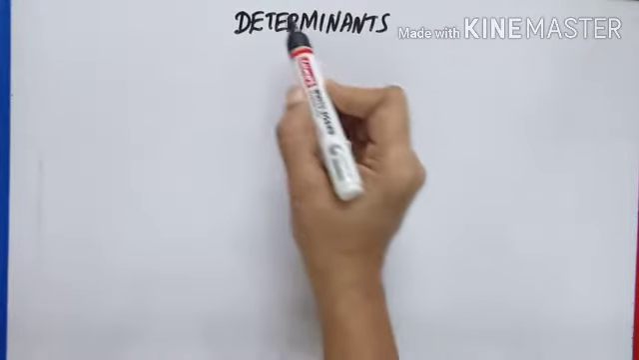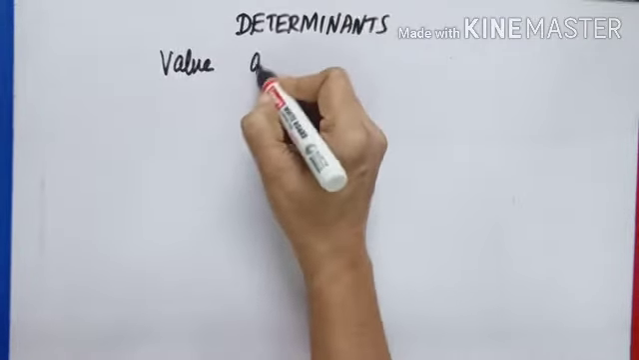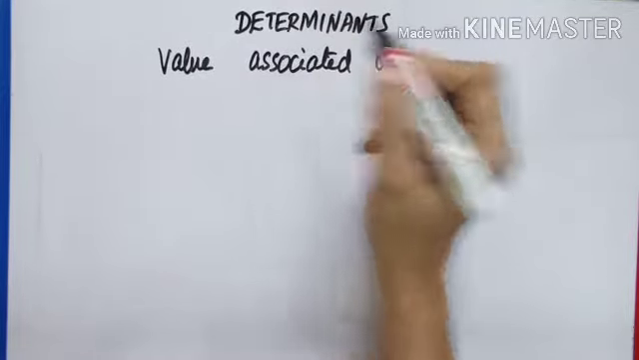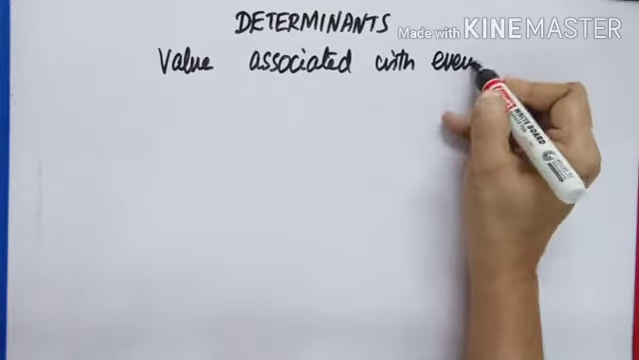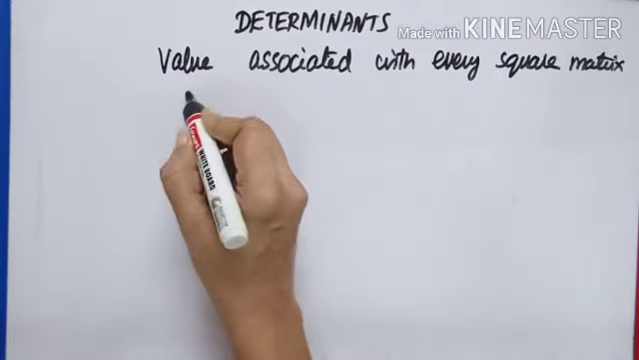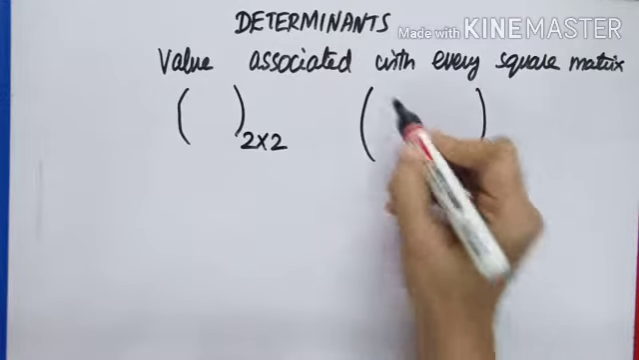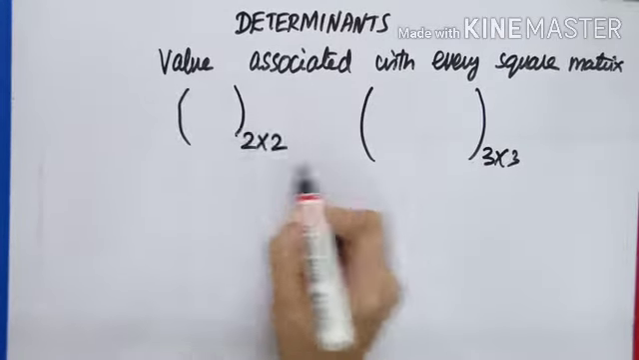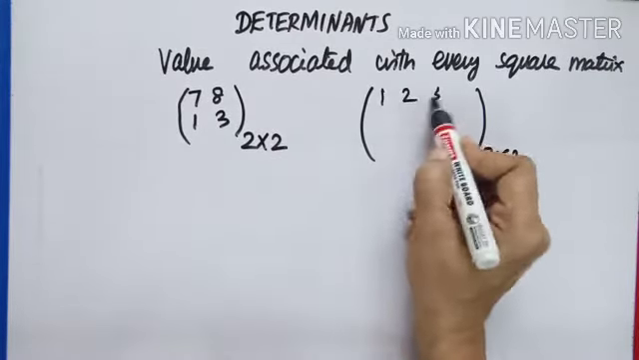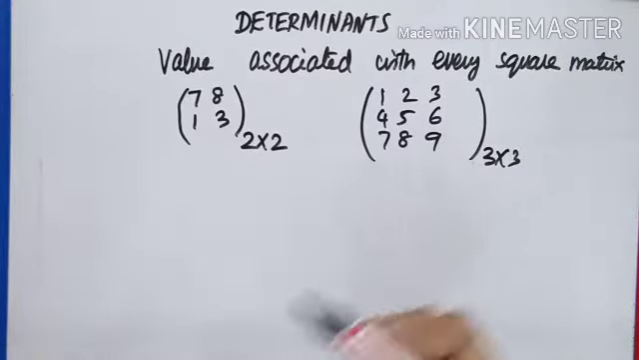Determinants. What is a determinant? It is a value associated with every square matrix. So determinants can be done with only square matrices. What do you mean by the word square matrix? The order will be 2 by 2 or 3 by 3: 2 rows and 2 columns, or 3 rows and 3 columns. So these are called square matrices.